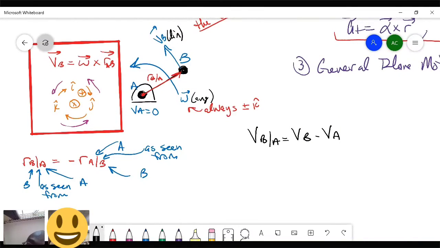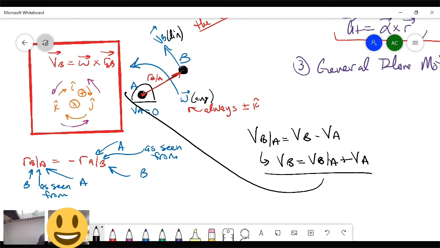Yeah. So I'm going to rearrange it. If I rearrange, I get VB equals VB of A plus VA. You follow me? This is still the relative velocity equation. This is still relative motion. But this applies perfectly to this situation.